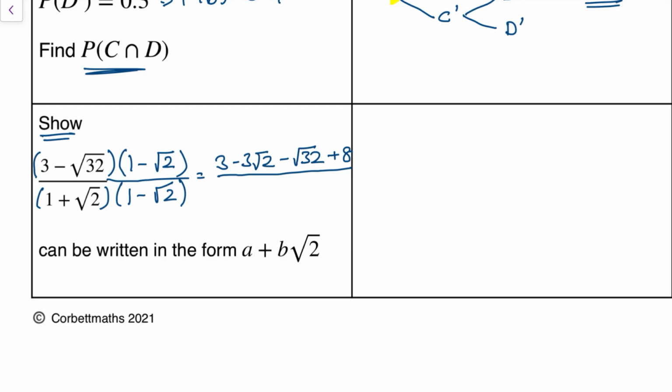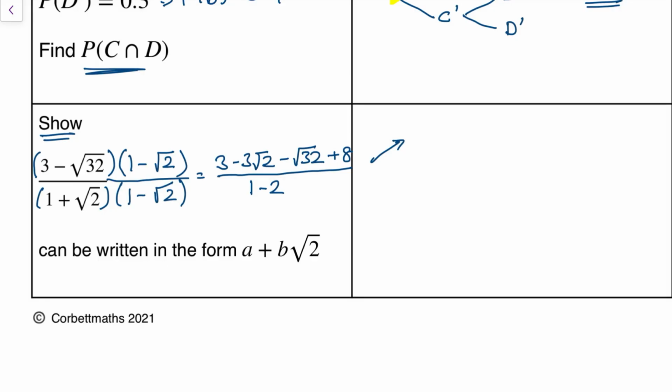So again, make sure you're okay with that. So 32 times 2 is 64, square root of 64 is 8, so I just wrote 8. And the bottom is difference of two squares. So 1 squared is 1, and root 2 squared is 2, so it's 1 minus 2, which is going to be minus 1. Let's carry on over here.